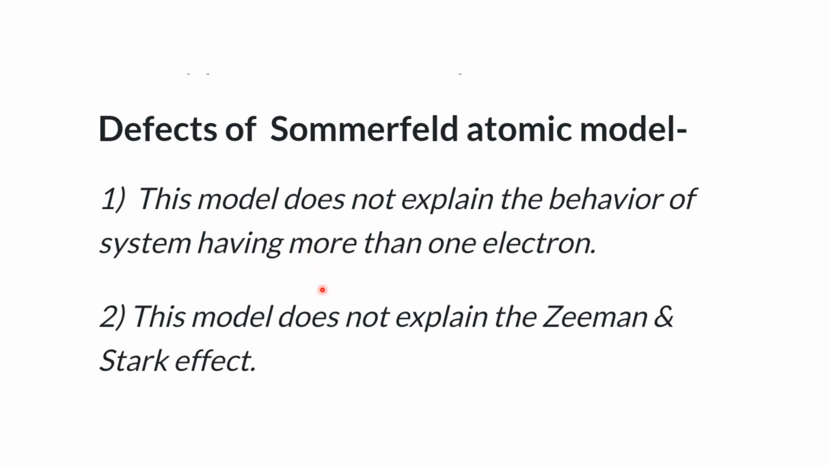The second defect, or the second flaw, is that this model does not explain the Zeeman effect and Stark effect. Even like Bohr's model, the Sommerfeld model also could not explain the Zeeman effect and Stark effect. That is, the splitting up of the spectrum into fine lines in the presence of a magnetic field is known as the Zeeman effect. This was not explained by Sommerfeld. In the same way, when the spectral lines are split in the presence of an electric field, it is known as the Stark effect. Even this was not explained by the Sommerfeld model. So these are the two defects of Sommerfeld's atomic model.